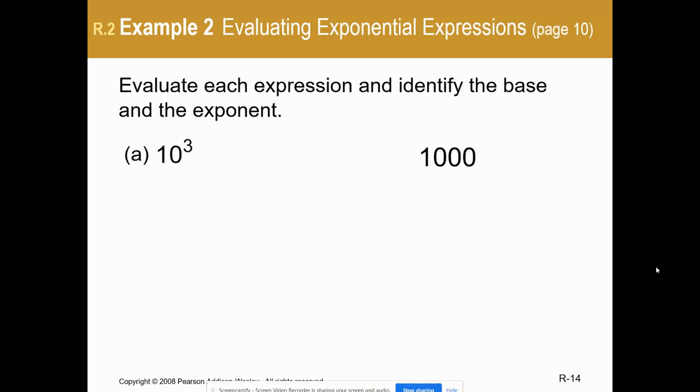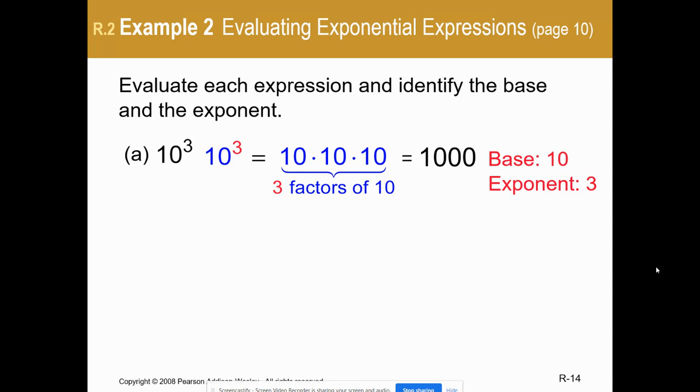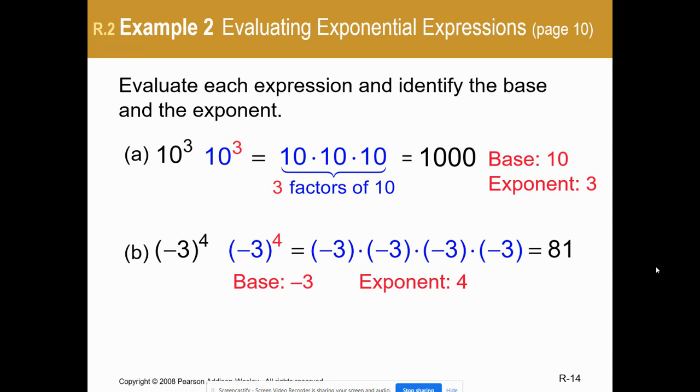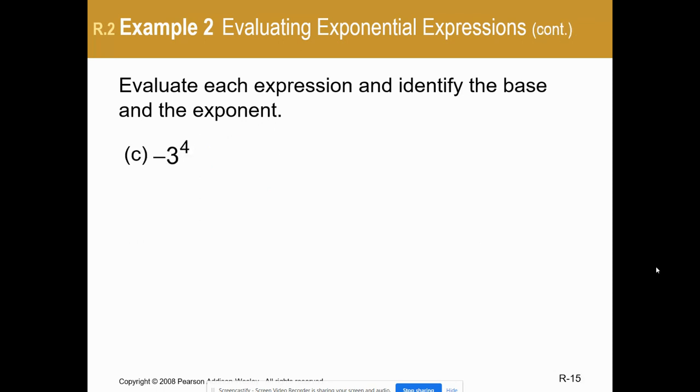Evaluate each expression and identify the base and the exponent. For 10 to the third power, 10 is the base, 3 is the exponent. The meaning is 10 times 10 times 10, which is equal to 1,000. For example B, we have (-3) to the fourth power. You do have to be careful with negatives. The parentheses make it very clear that we're taking -3 and multiplying it by itself 4 times. So we get a positive 81.